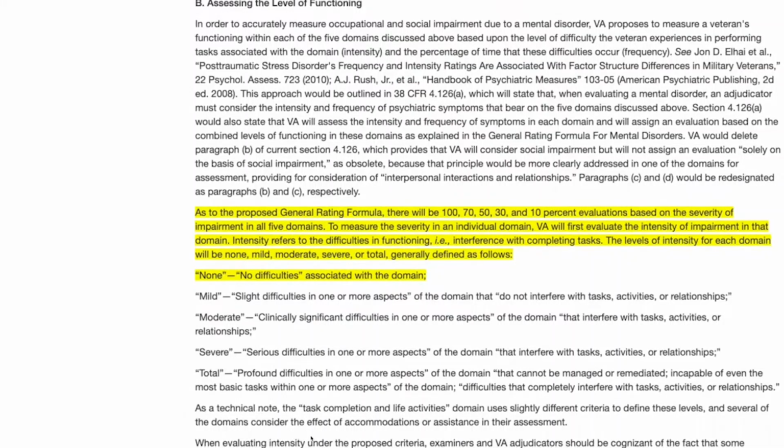So the new one's going to be 10, 30, 50, 70, 100. Now, the reason they're not going to do a 0, and this is more toward the TBI related thing.